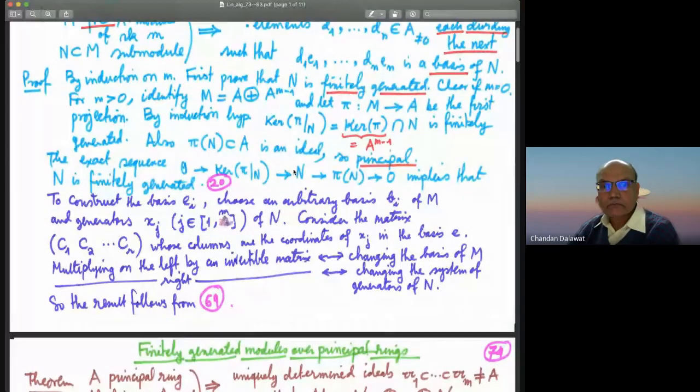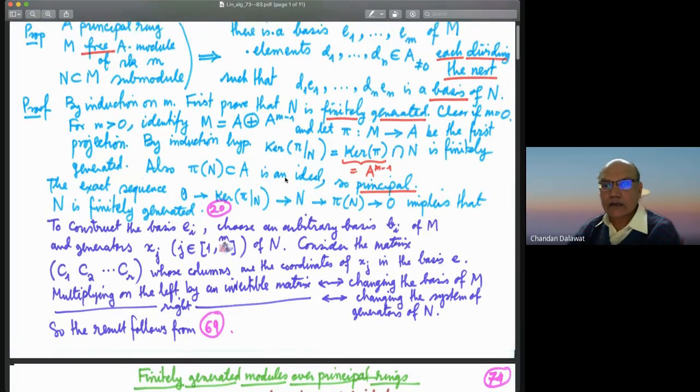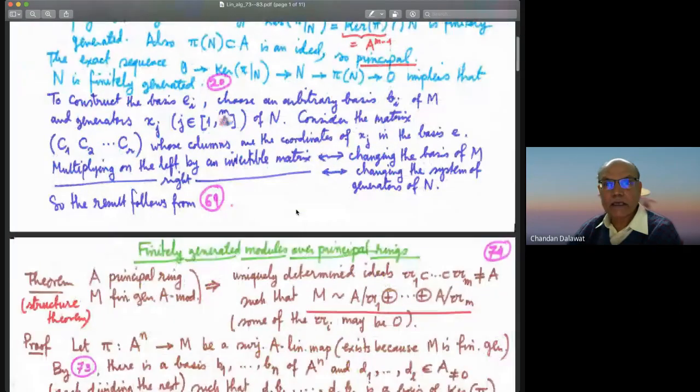And we have this exact sequence. The kernel of pi restricted to N goes to N, which goes to the image of N. This is a short exact sequence in which we have proved that the image and the kernel are both finitely generated, so N has to be finitely generated. Okay, this refers back to slide number 20, where we proved that if in a short exact sequence the kernel and the quotient are finitely generated, then so is the middle thing.